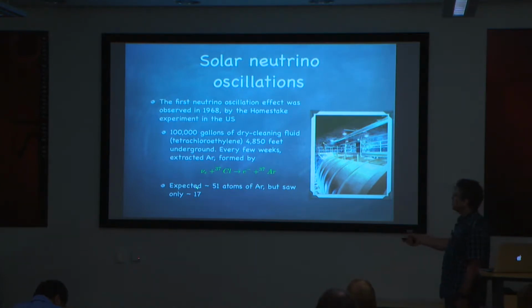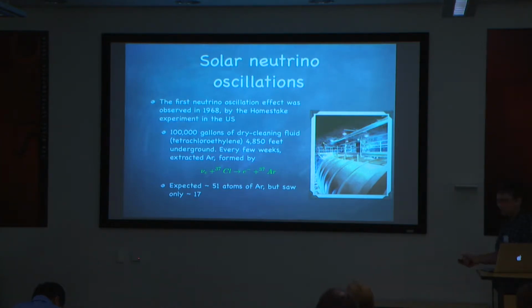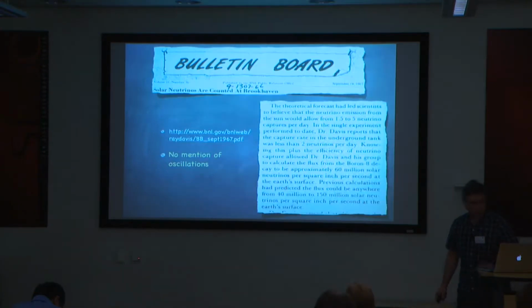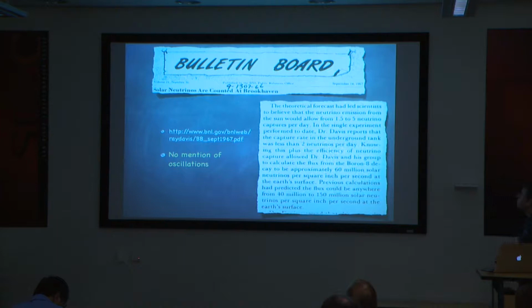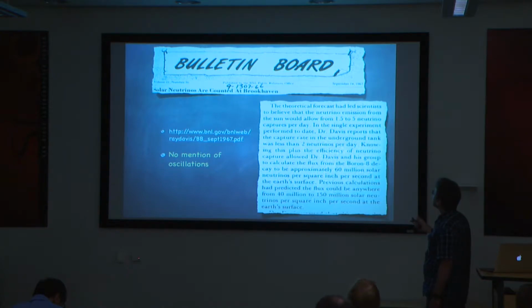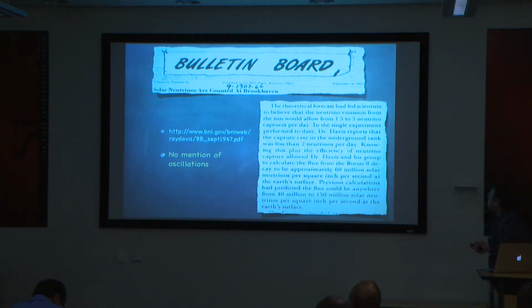They had a prediction of 50 atoms, or 51, that would be created in the tank, and they only saw 17. So you can go to the website of BNL, and there is a historical press release from this first measurement. And the press release is very nice. It says that there were these solar neutrinos detected for the first time. And there is, interestingly, no mention of oscillations whatsoever.